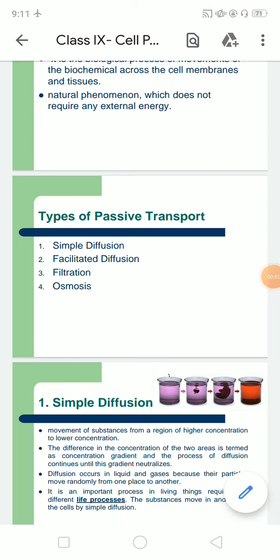Okay, students. So today we are going to discuss types of passive transport. What are the various types of passive transport? First is simple diffusion. Second is facilitated diffusion, wherein diffusion takes place with the help of external assistance. And then there's filtration. And fourth is osmosis.